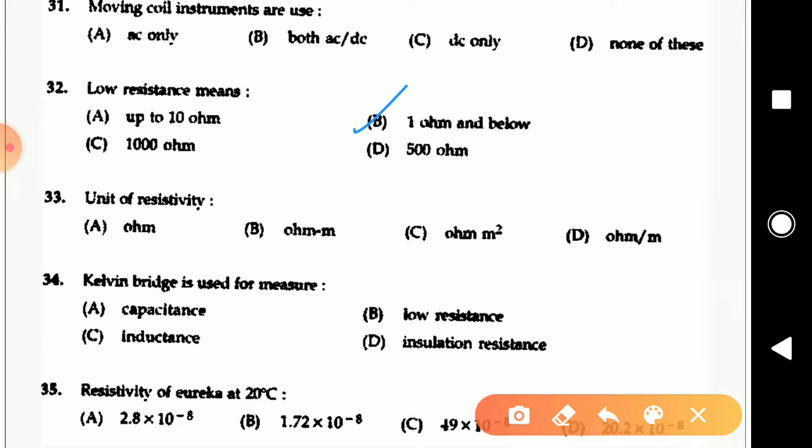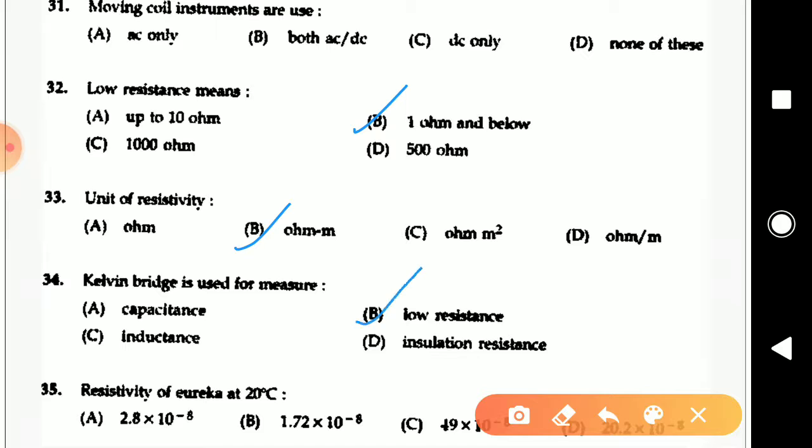We all are familiar with the unit of resistance, it is ohms. And in order to find out resistivity, if you are rearranging the equation for resistance, rho will be given by R A by L. And if you are doing certain calculations within the dimensions, you will get the unit for resistivity as ohm meter. So option B is the correct answer. Question 34. Kelvin bridge is used for measurement of.